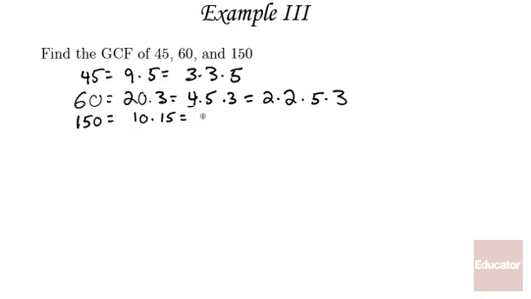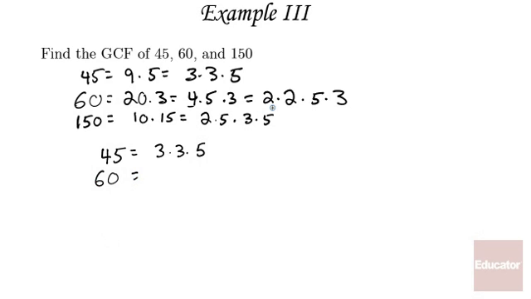That can be broken down into 2 times 5. The 15 can be broken down into 3 times 5. Now, to make these easier to look at, I'm going to make sure that they're all in standard form, which they are not, so I can more easily compare and figure out what the common factors are. This first one is 3 times 3 times 5. That's already in standard form.